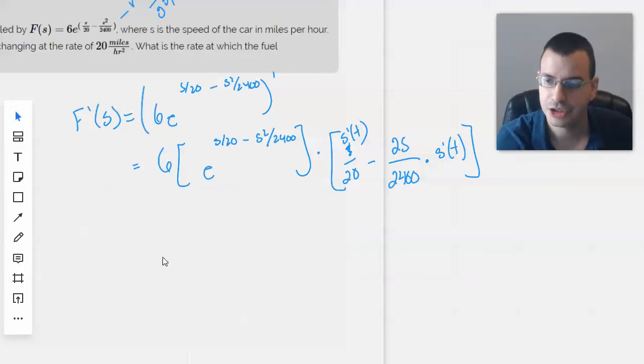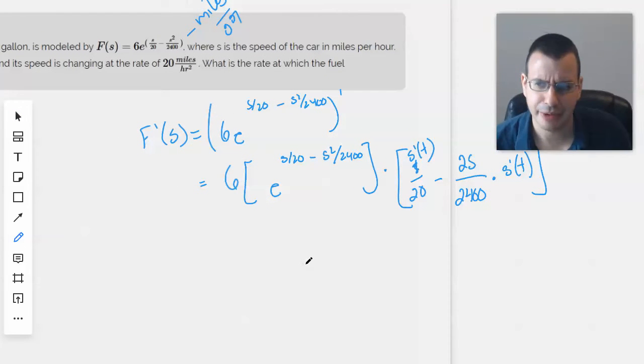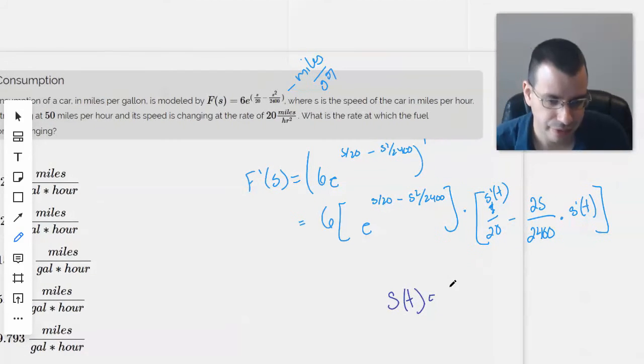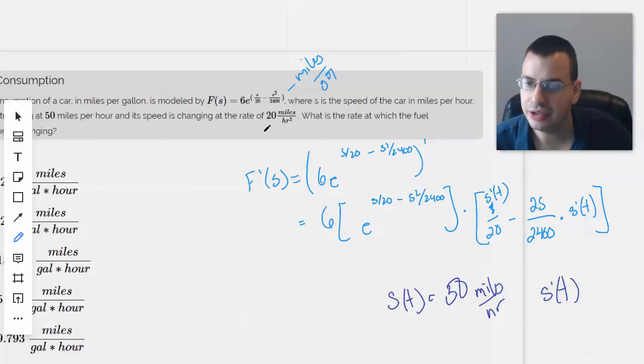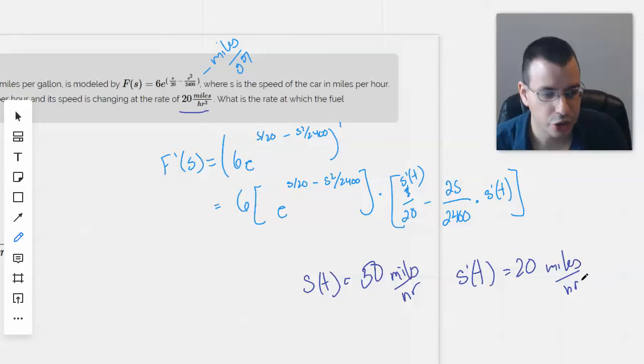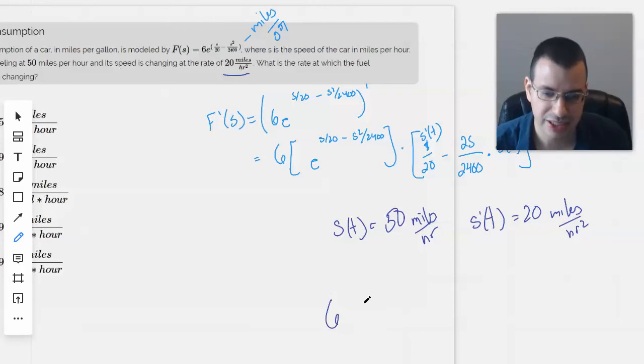Now we're just going to plug in the values that we were given. This one is surprisingly in-depth. So s of t, the speed of the car at time t, is 50 miles per hour, and s prime of t, the acceleration, is 20 miles per hour squared. And so the fuel consumption will be 6 times e. Zoom in a little bit.